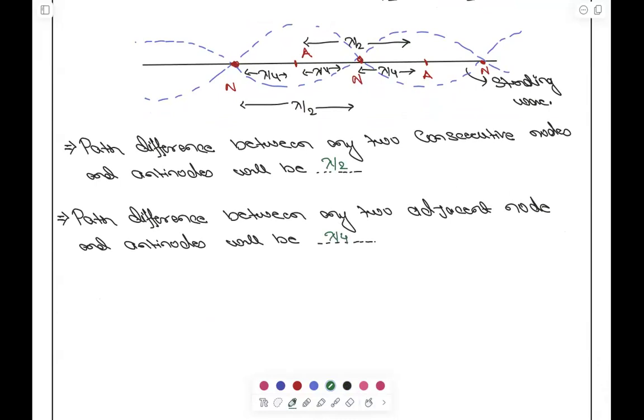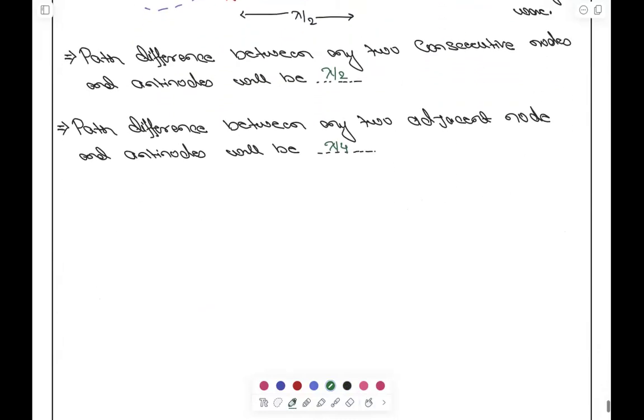Now let's understand this thing. What is happening here? This is my node, this is my node, this is my node. If this is my wave which is going on, what is happening now? These particles will be coming down.